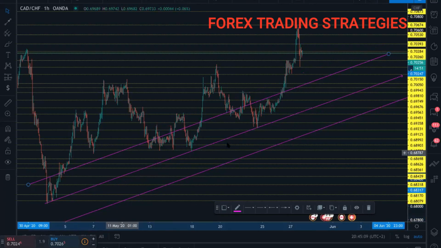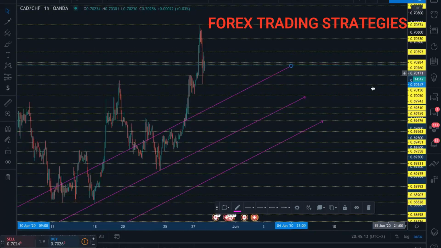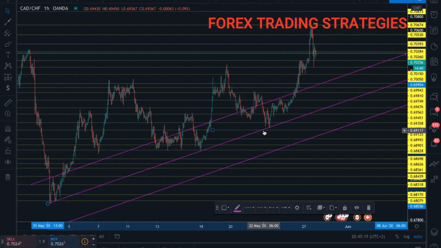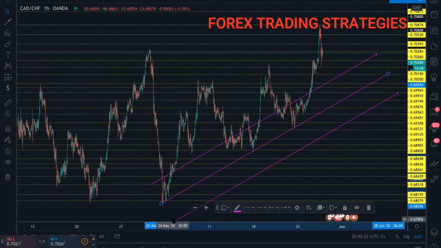So from here now, I've drawn my first ascending channel. We've agreed that you always need to have at least 2 ascending channels and 2 descending channels. That's enough for you to be able to trade, right? 2 ascending channels and 2 descending channels. That's enough already.